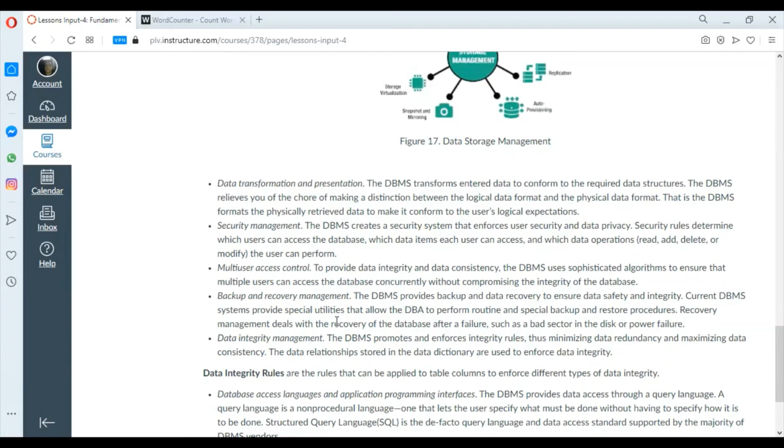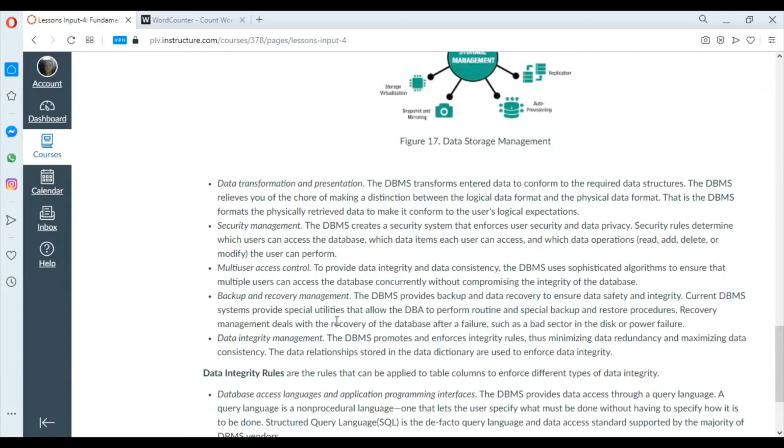Multi-user access control. It provides data integrity and data consistency. DBMS uses sophisticated algorithms, ensuring that multiple users can access the database concurrently without compromising the integrity of our database. So multiple users can use the same database, the same table, or they can view the same data without compromising the integrity of the data found in our database.